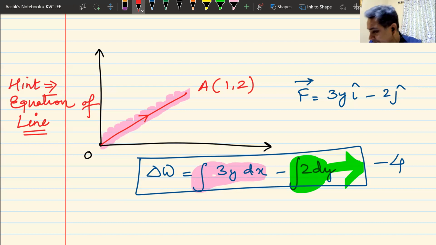Equation of line. Think about the equation of line. You have a path. That path is a straight line. Every straight line has an equation. One minute.